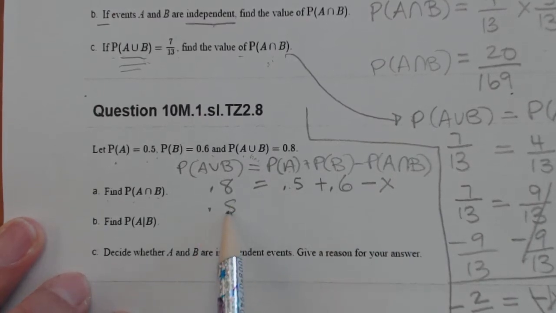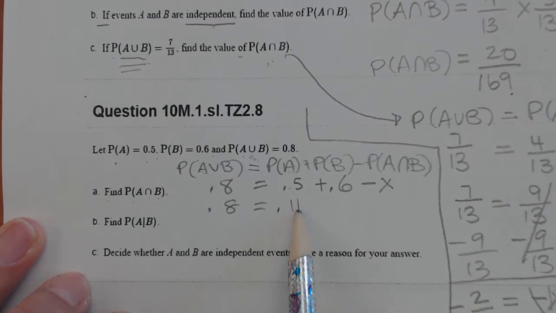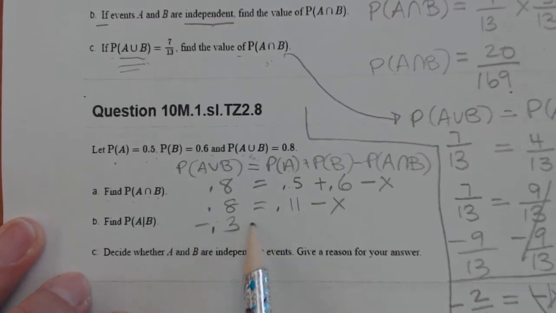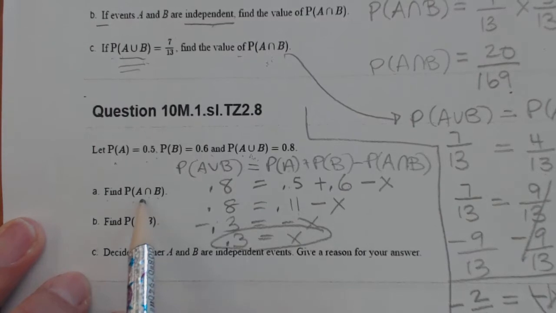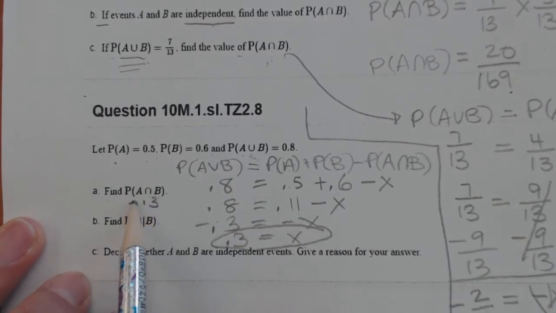Add these two together. 0.8 equals 1.1 minus x. Subtract 1.1 from both sides. We get negative 0.3 equals negative x. Divide, x equals 0.3. So this is our answer. Probability of A and B, 0.3.